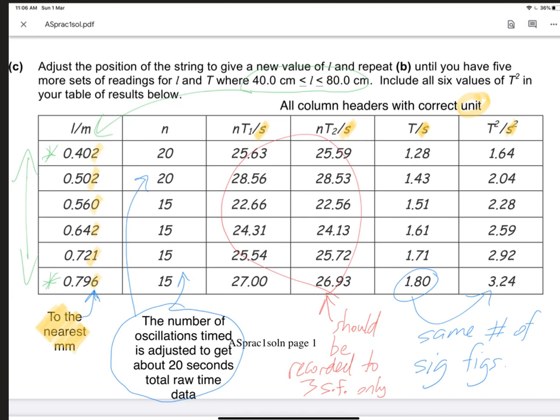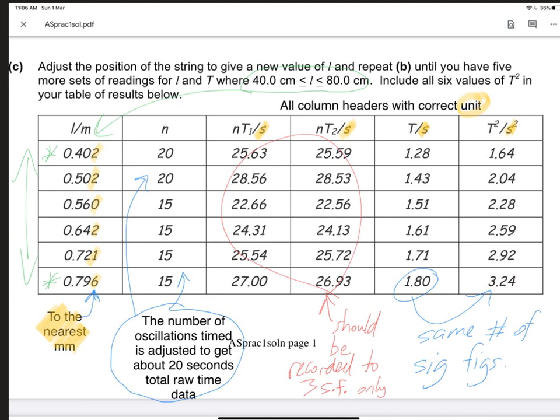Once the average is taken of these two numbers, the number of oscillations, 20 in this case, is divided out to give you 1.28. So again, it's given to 3 significant figures. That really should be following on from the 3 figures gained here. And of course, if you square it, you keep the same number of figures again. So always keep 3 figures for the raw times through to the calculated value of t squared.